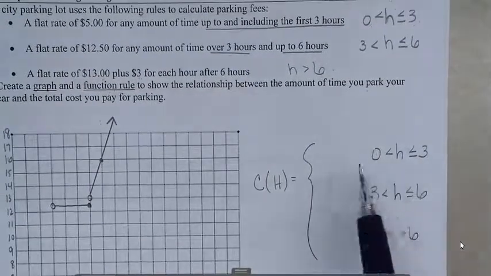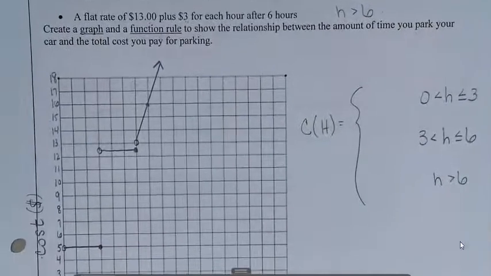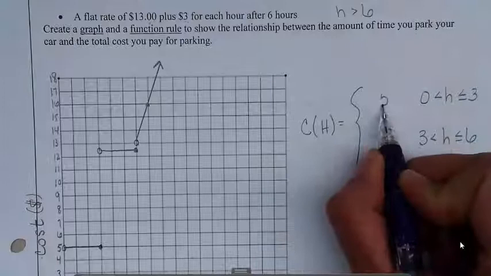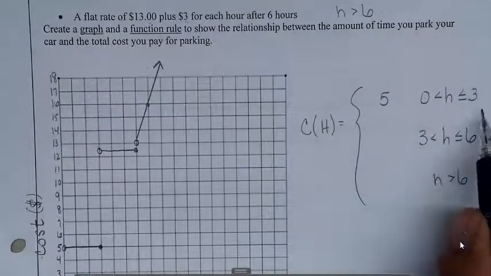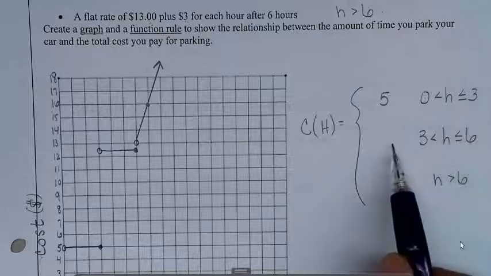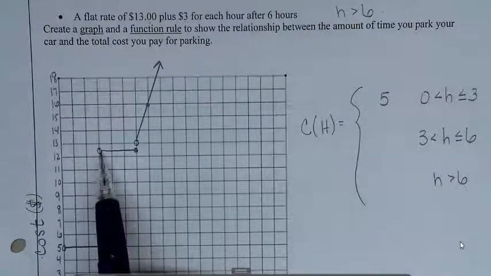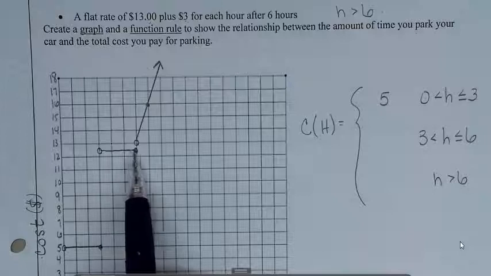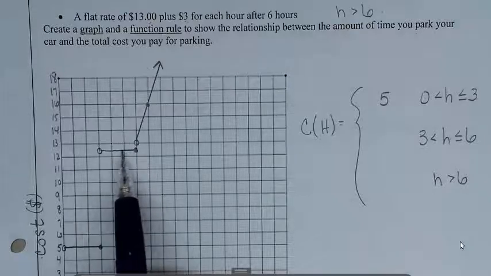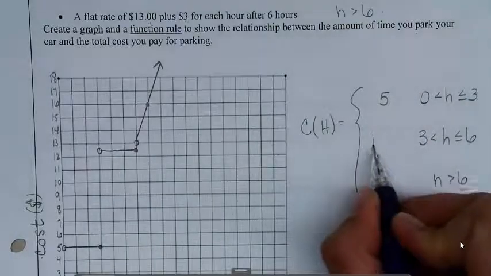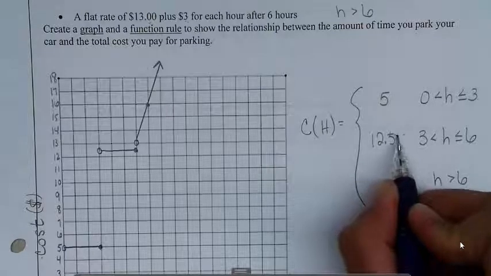So I feel like the first 2 pieces are really easy, right? What is this equation? This is just y equals 5. So that's just C of H equals 5. So it's going to be 5 for this first domain. Okay, how about our second domain? Well, the second domain, again, that's pretty easy. What is this equation? This is just y equals $12.50. So I can just put 12.50 here.